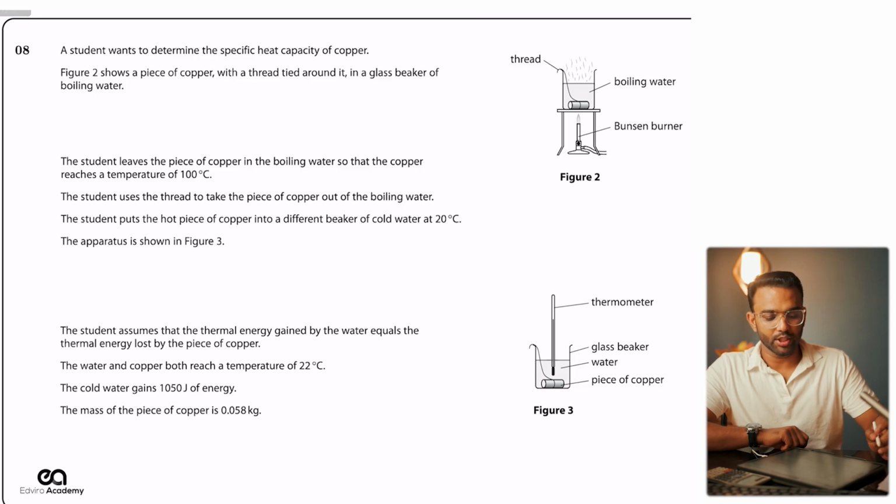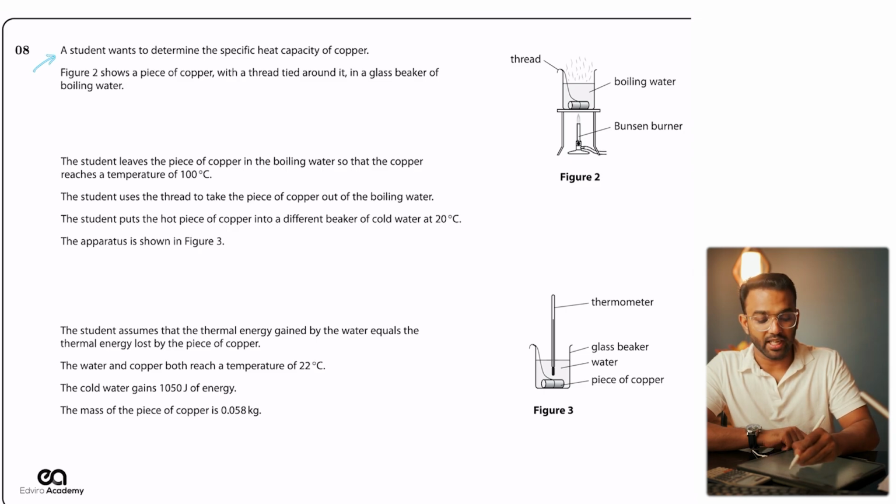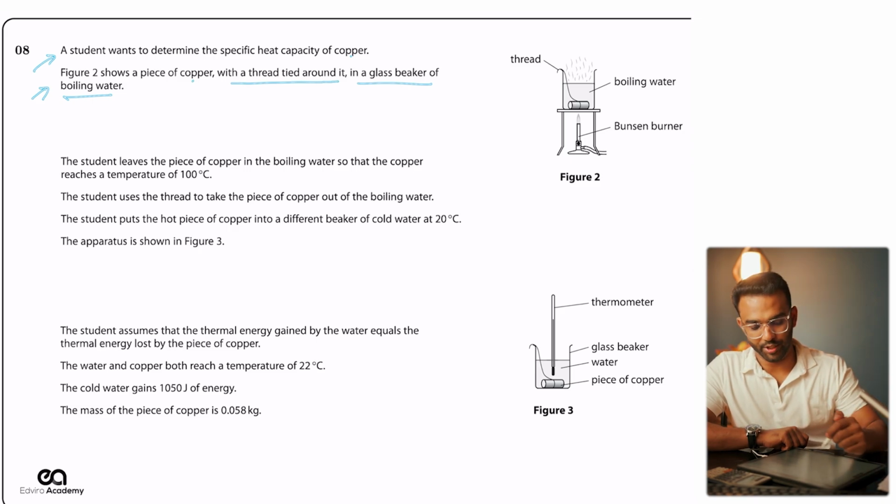So this is a slightly longer question, guys. So I'm going to go through it really quick. A student wants to determine the specific heat capacity of copper. Figure 2 shows a piece of copper with a thread tied around it in a glass beaker of boiling water. So the copper will absorb quite a lot of energy. The copper will get hot because we put it in boiling water right there.